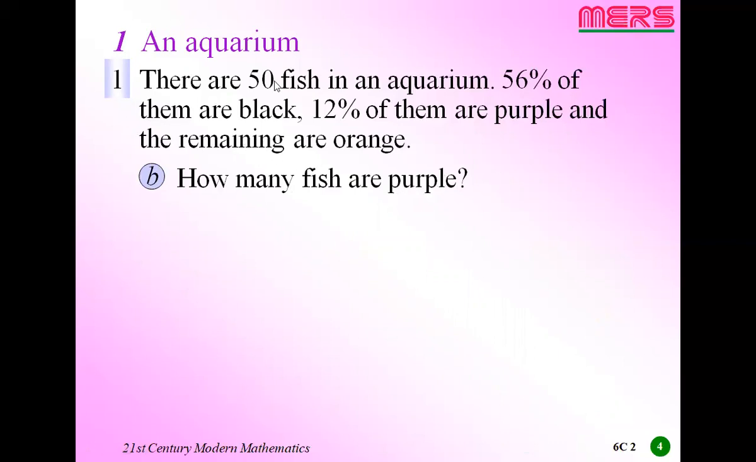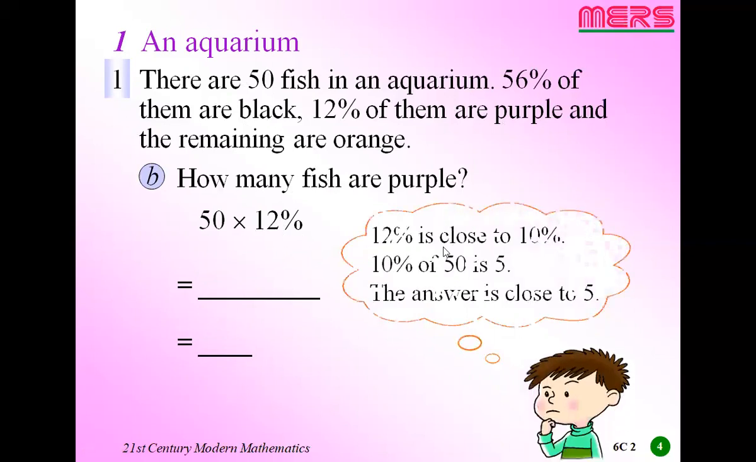Okay, for part B, they're asking about how many fish are purple. So same thing. The total number of fish hasn't changed. Use 50 times the percentage of purple fish, which is 12%. And then we can do estimation again. 12% is close to 10%. So 10% of 50 is 5. So our answer should be close to 5.